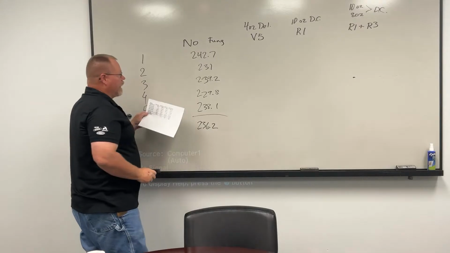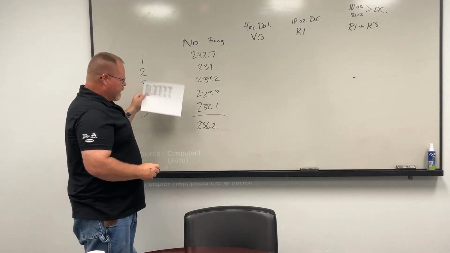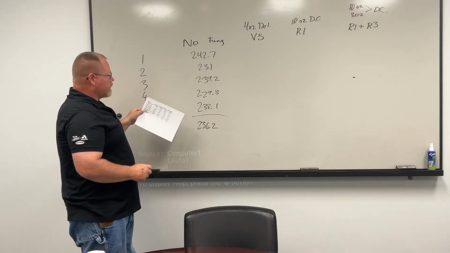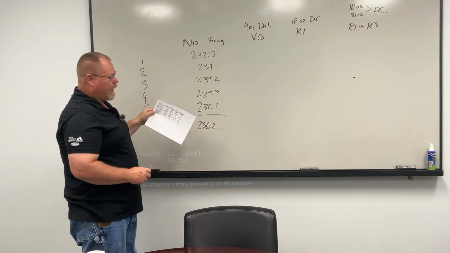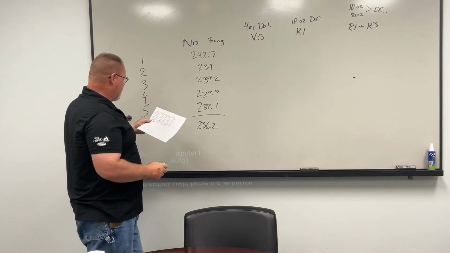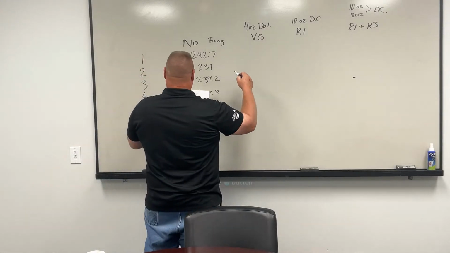And honestly, and this was third-year corn. In this part of the world, 236, third-year corn with no fungicide, that's above average, I would say. So that's pretty good for this year.